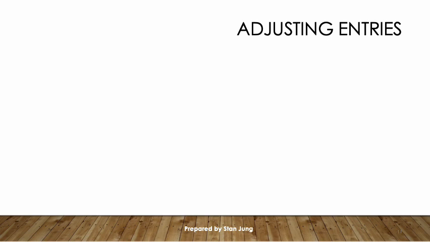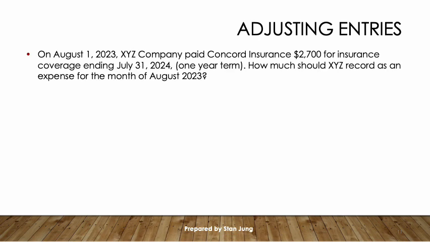Now I've made up 2 examples of a prepaid expense. The first one, on August 1st, 2023, XYZ Company paid Concord Insurance $2,700 for insurance coverage ending July 31st, 2024. It's a 1-year term. And the question is then, how much should XYZ record as an expense for the month of August 2023? Now, for this particular transaction, there was actually something that happened beforehand at the beginning of the month, and that is that they made a payment to Concord Insurance of $2,700. So you can see here then, this will involve a debit to an asset known as a prepaid expense. And we used cash to pay for it, and therefore a credit to cash.